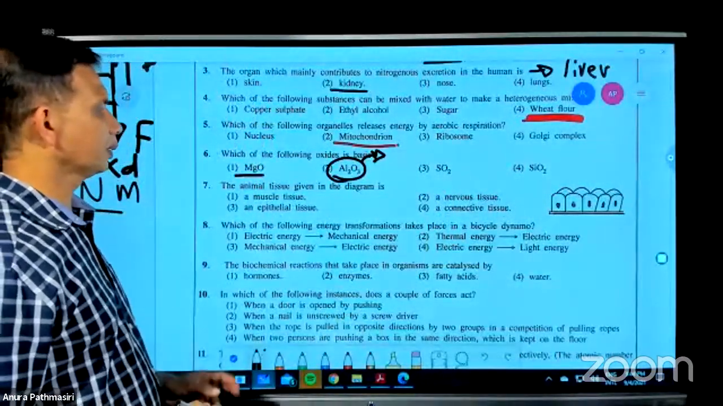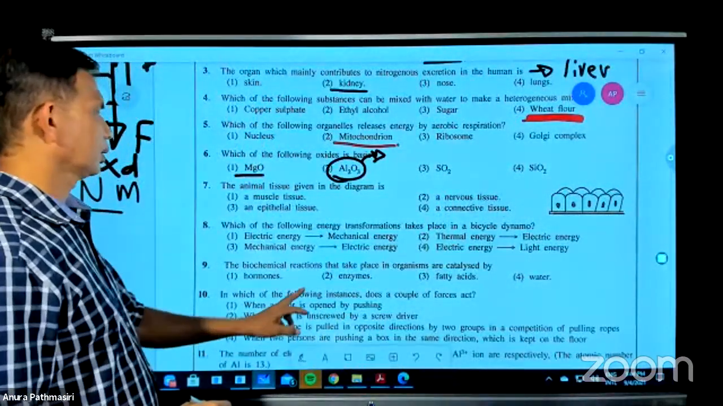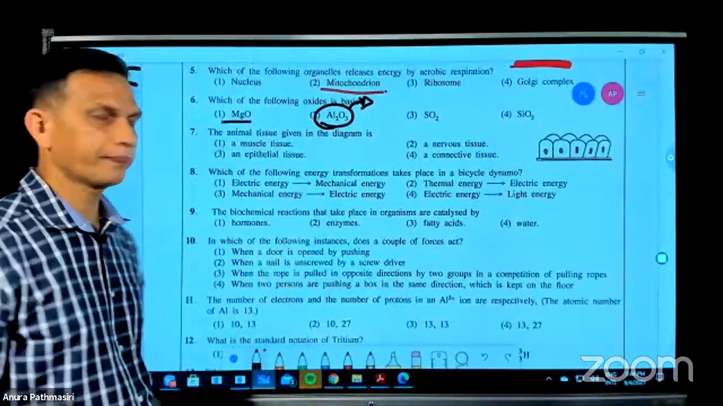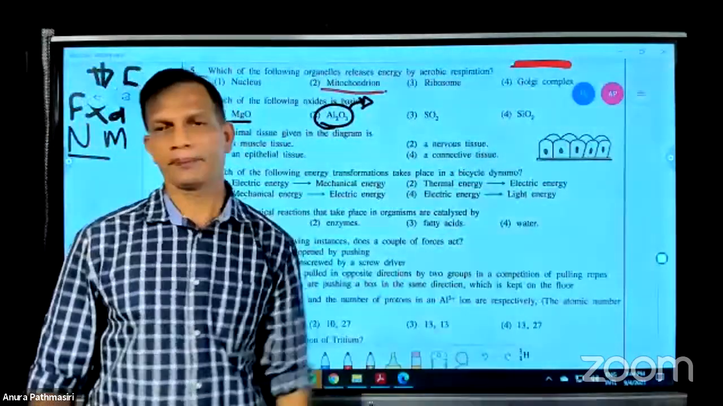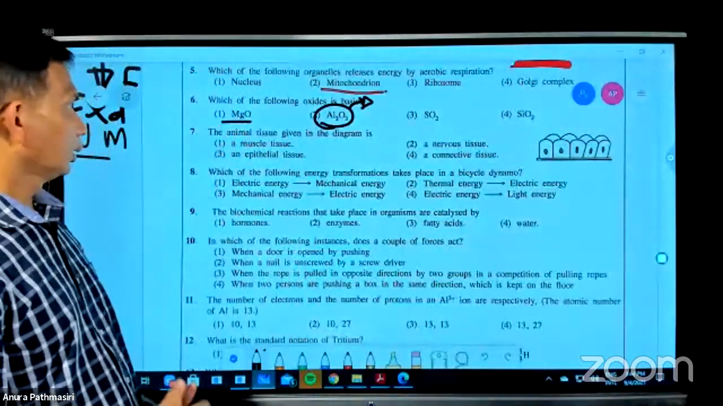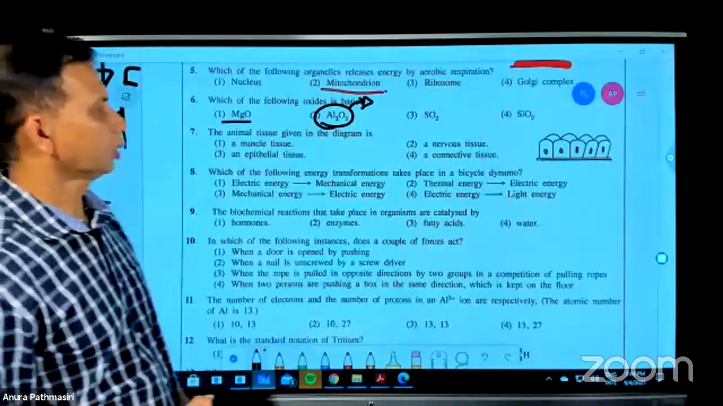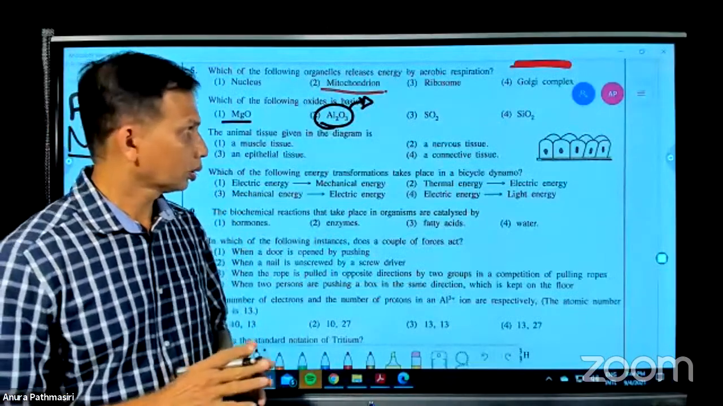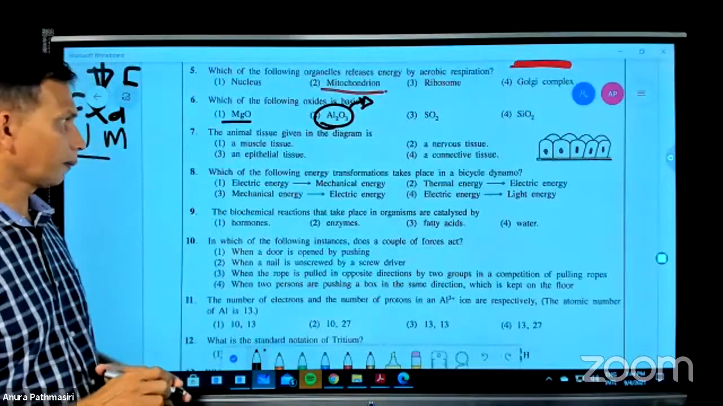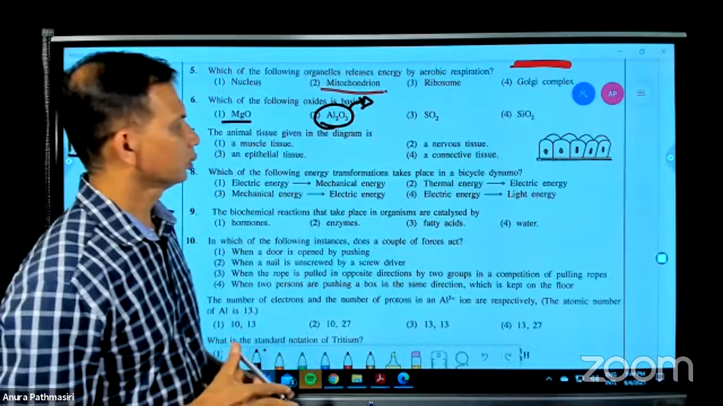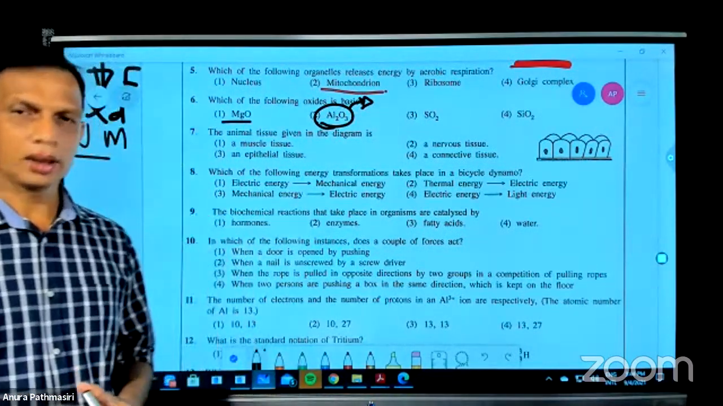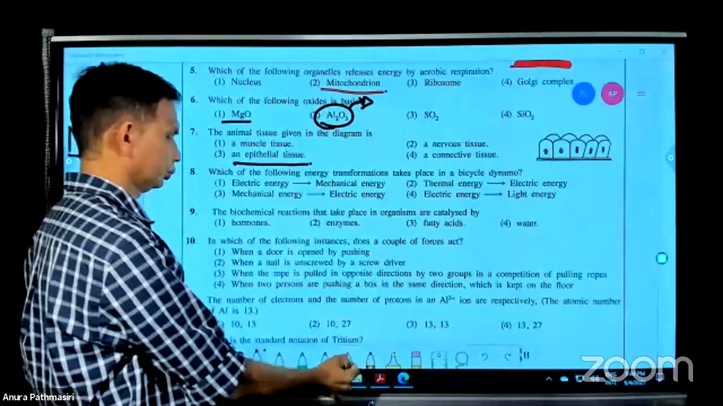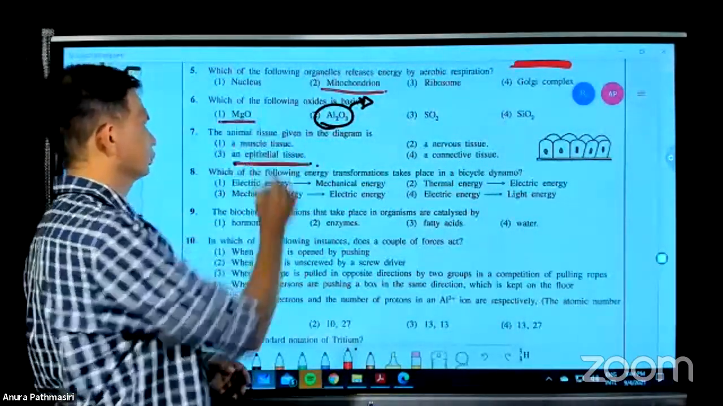The animal tissue given in the diagram is what sort of one? Is it a muscle tissue? Nervous tissue cannot be. It's not a nervous tissue. An epithelial tissue, a connective tissue. The answer is epithelial tissue.